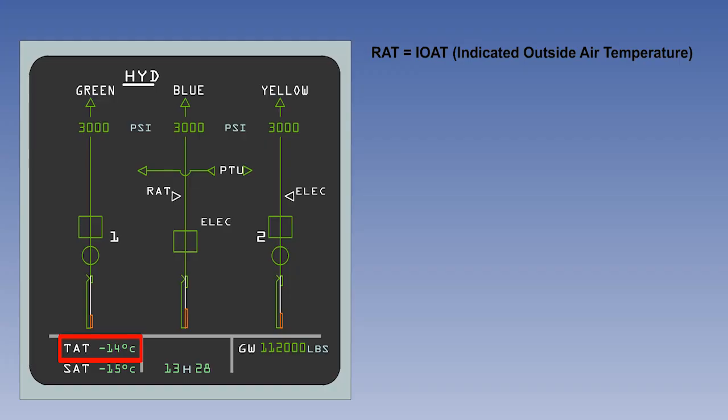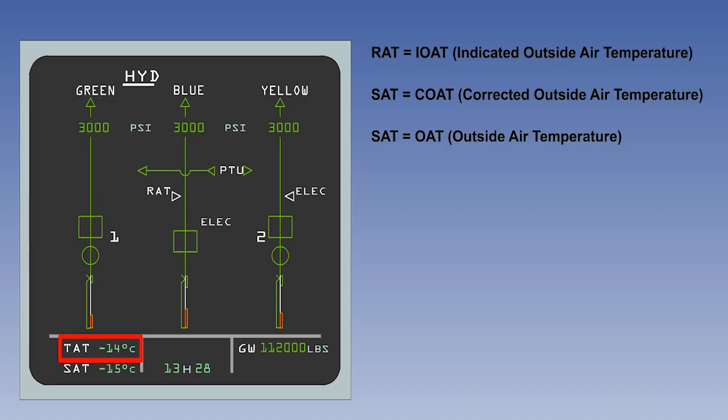RAT or TAT or indicated OAT is higher than the static air temperature because of kinetic and adiabatic heating. Static air temperature is sometimes called corrected outside air temperature, or COAT. OAT on its own stands for outside air temperature and is usually taken to mean static air temperature. The relationship between them is that total air temperature equals static air temperature plus ram rise.